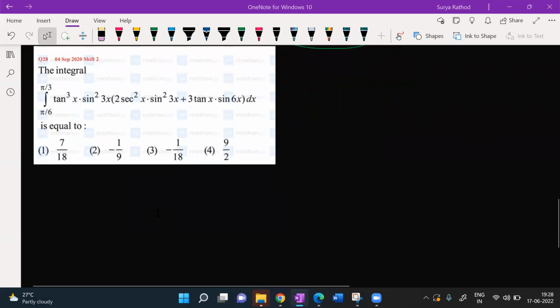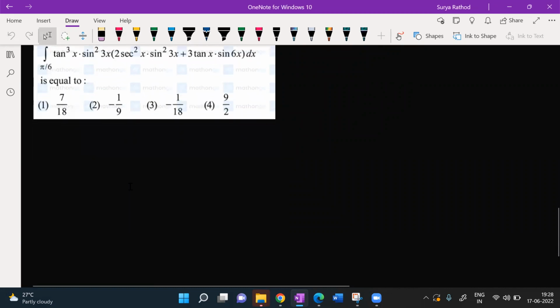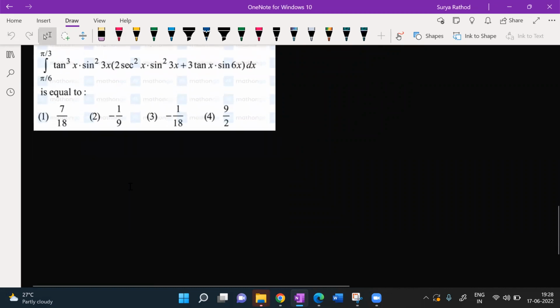Look at this here. So the integral from pi by 6 to pi by 3 of tan cube x into sine square 3x, and into 2 sine square x into sine square 3x plus something is given, right? So what can we do here? What idea are you getting? It is a very good question. Look at this here.